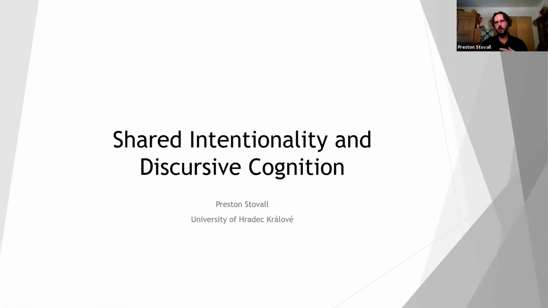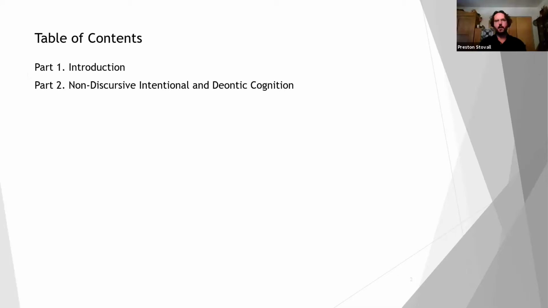So what I'm going to do is I'm going to start by just laying out the problem space that I'm addressing these issues. I'm then going to look at non-discursive, intentional, and deontic cognition. This came up a little bit in Wilfrid's talk. I think it's important that we be able to tell a story about the ontogeny and the phylogeny of discursive cognition. And my view is going to be that in both cases, intentionality is an important part of that story. So I'll start by looking at non-discursive, intentional, and deontic cognition. I'll do that fairly quickly.